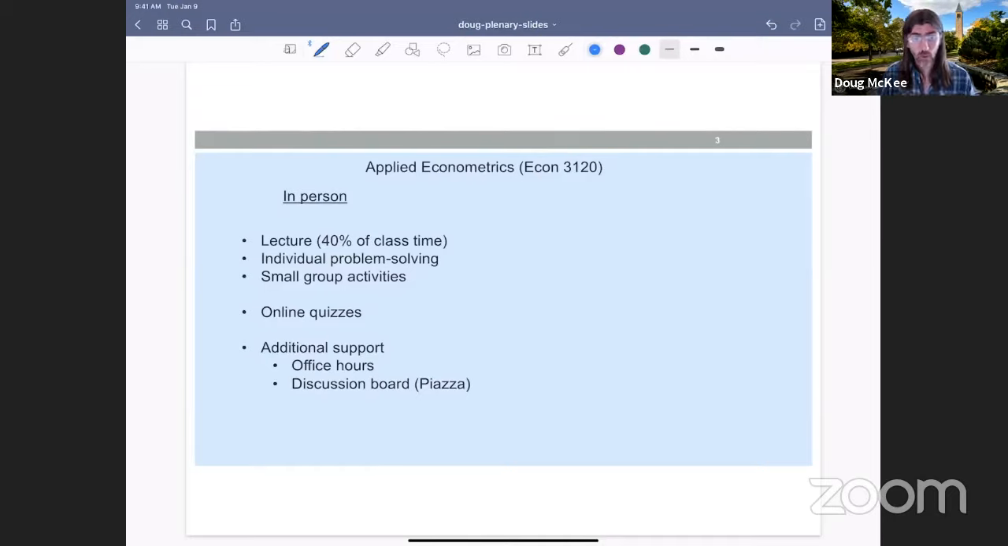And then support in a real class, in the in-person class, students would come to office hours, either mine or my TAs, and we also had an online discussion board.